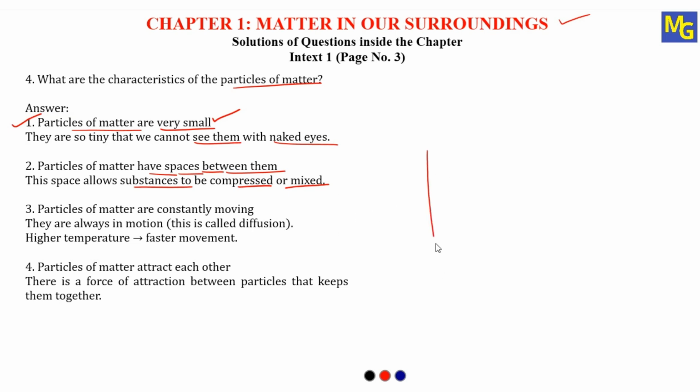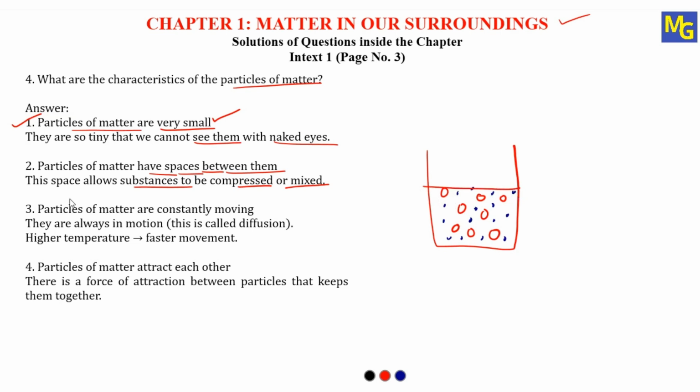For example, if this is water, these are the water particles, and if you add sugar or salt, this sugar or salt will get dissolved, broken into small pieces, and these small pieces will occupy the space between the water particles, and therefore the quantity or level of this water will not increase.